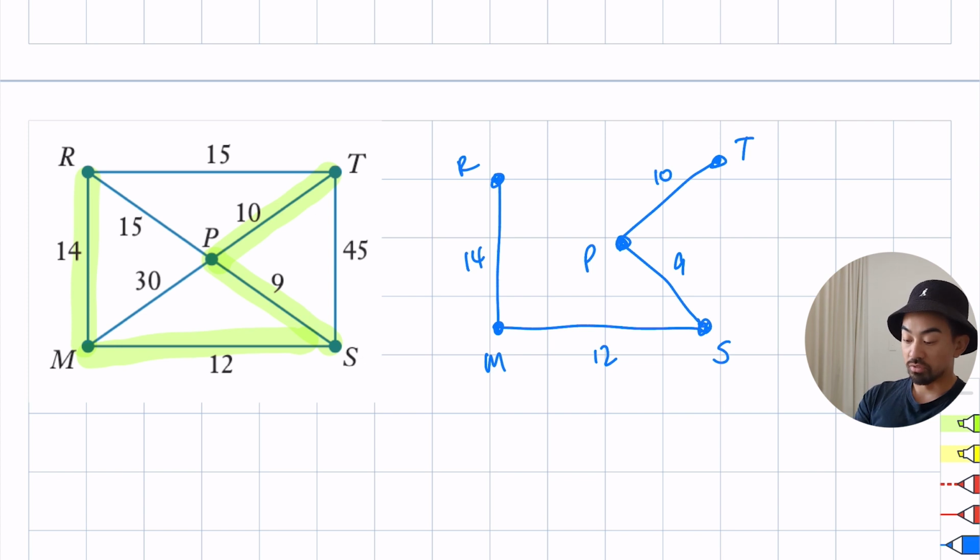And obviously if you wanted to find the weight, you would add all these up. So 14 plus 12 plus 9 plus 10.